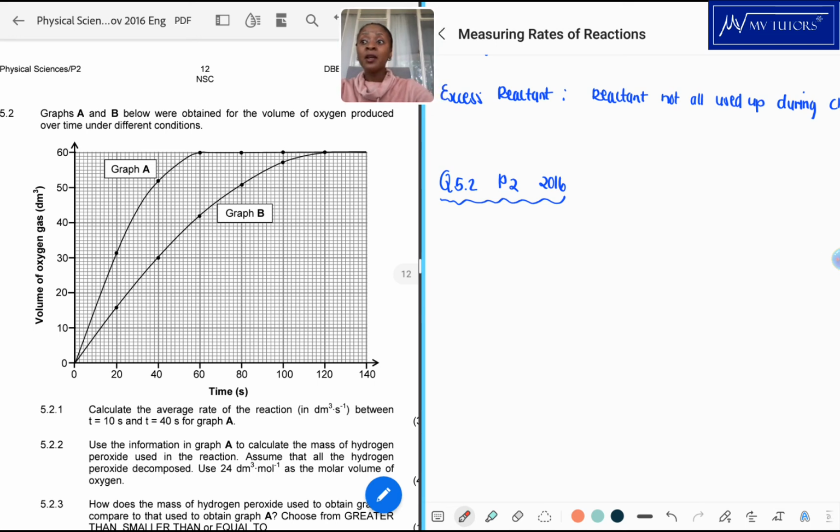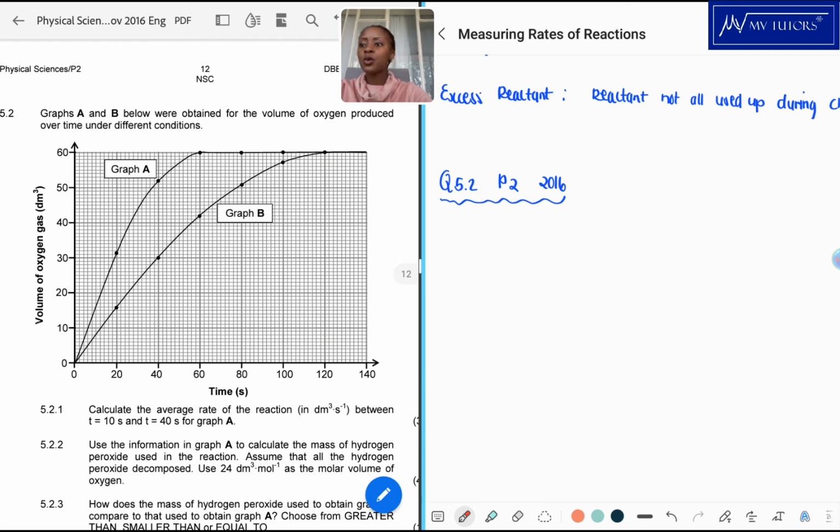Alright, cool. So graphs A and B below were obtained for the volume of oxygen produced over time under different conditions. So we get graph A, which has a gradient that is steeper than graph B. Hint, hint. You know, the higher the gradient or the slope, the higher the reaction rate. Okay, but ultimately, we can see there at time 60 seconds for graph A, the reaction was complete. Whereas graph B, at 120 seconds, we can see that the reaction was complete there because it's just flat.